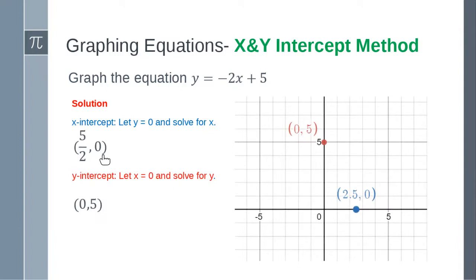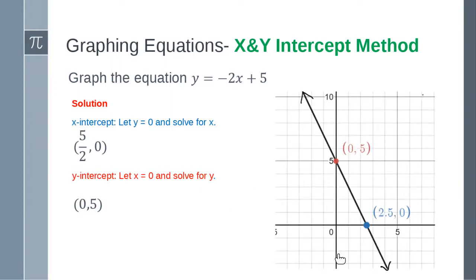Okay, so once you have your two intercepts, then you can plot them. And if we connect them, then we'll have this line here. Okay, so the x and y intercept method works wonderful for anything that is a line, because all you need is 2 points to graph a line.